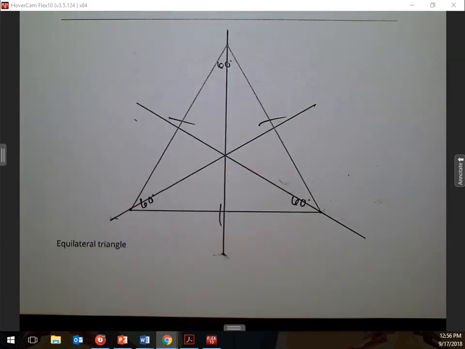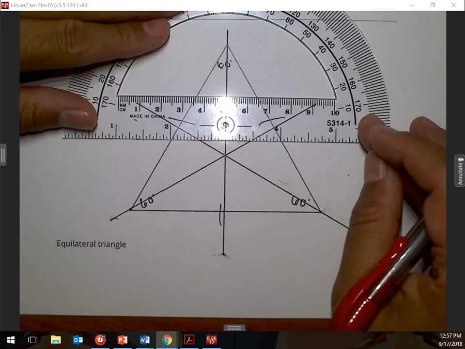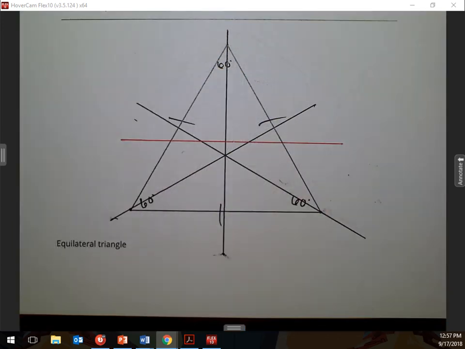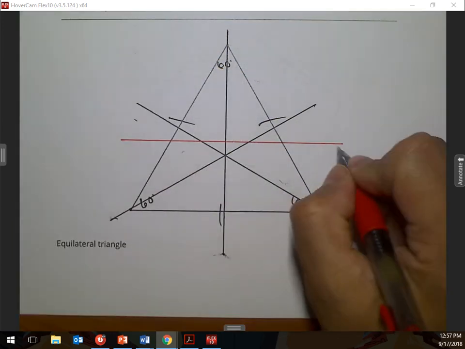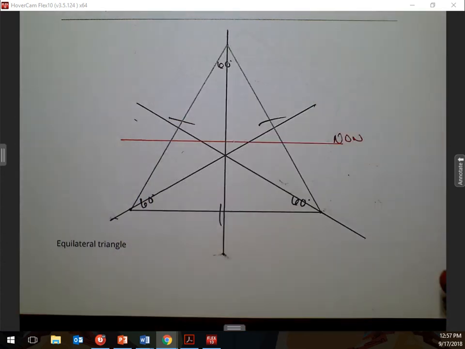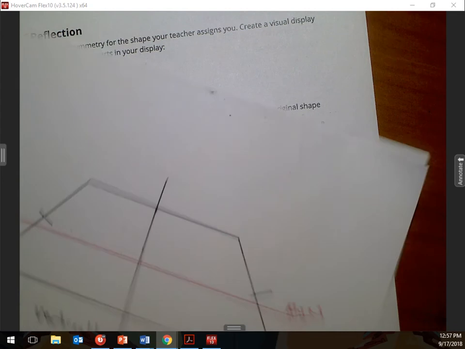Now, my example of one that is not going to be a line of symmetry would be basically just trying to fold it in half. That would be a non-symmetrical line, right? I could fold it, but it won't actually be on top of where it should be. Okay, let's take a look at the next one.